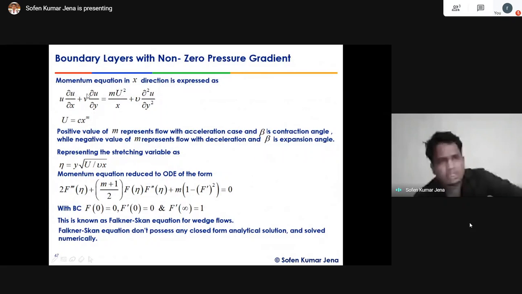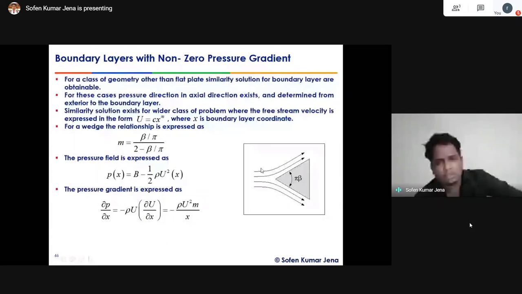U is the free stream velocity, and y is the coordinate normal to the boundary layer. So this u is equal to c x to the power m. The positive value of m represents the flow with acceleration, and beta is the contraction angle. The negative value of m represents the flow with deceleration, and beta is the expansion angle. So depending on whether the flow is expanding or contracting, that depends on this wedge angle beta. From this wedge angle beta, we normally determine the m, and this m comes into a part of the computation.